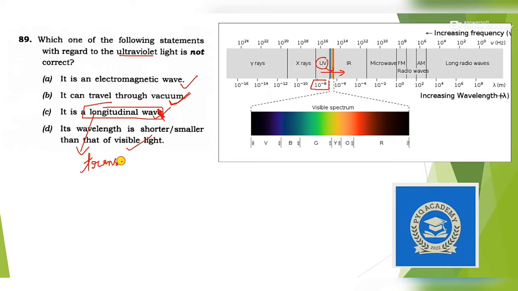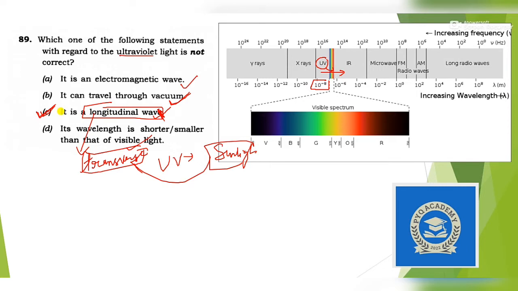Transverse wave. You can remember this by relating ultraviolet light with sunlight. Sunlight is a transverse wave, not a longitudinal wave. So the answer is option C.